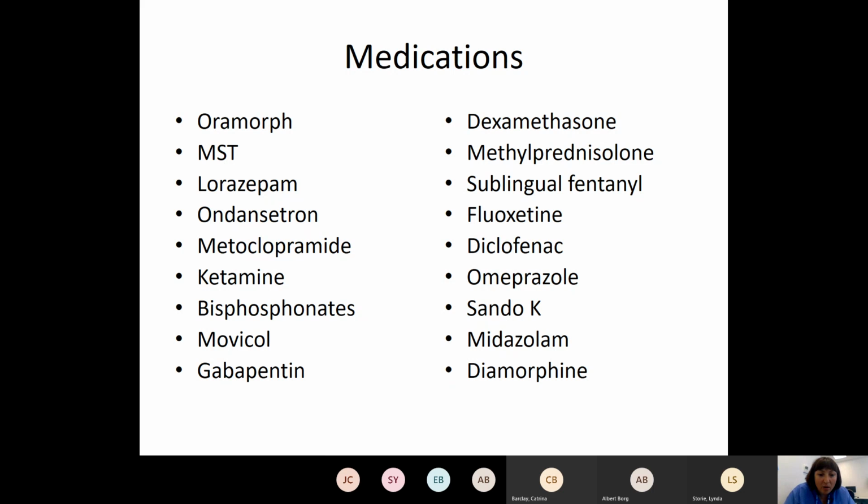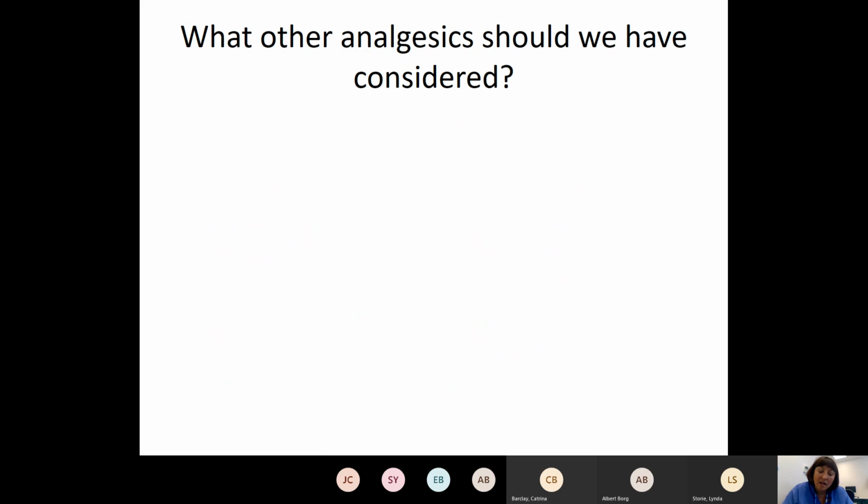Anyone else want to ask me anything about this, or I'll just quickly nip through the last few slides. Any other thoughts about what we could have considered? I mentioned the methadone, which I was really desperate to get her on, and I think could have been very effective here, but we didn't end up doing it.